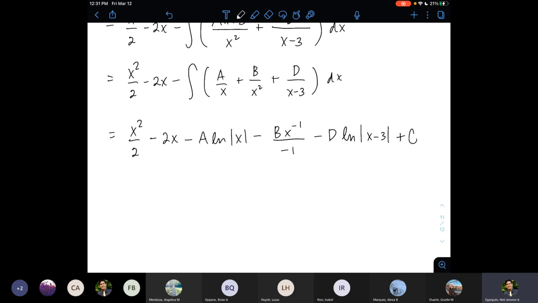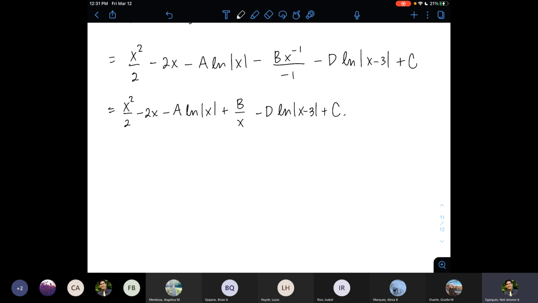All right? Then let me just rewrite it a little bit. So x squared over 2 minus 2x minus a ln of the absolute value of x plus b over x minus d ln of the absolute value of x minus 3 plus c. And that's the final integral, right? Though what's missing here are the exact values of a, b, and d. That's what I want to solve next.